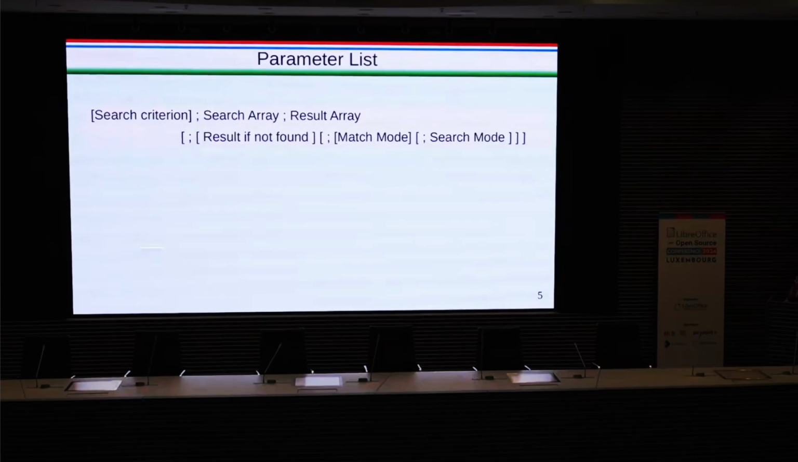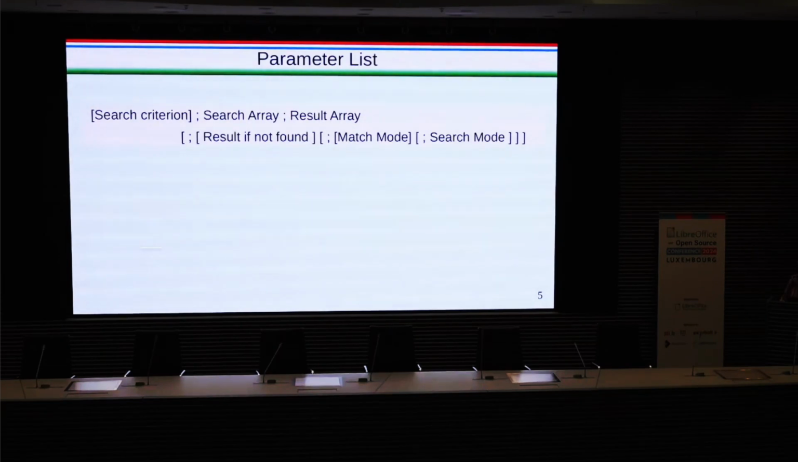So let's have a deeper look at the parameter list. The parameter can have a square bracket. That means that the parameter is optional. This is very tricky to specify because each of the parameters, result if not found, match mode and search mode, is individually optional. The first proposal we got has it wrong, and we have to look at how to get it right. If you omit a parameter in between, you still have to write the semicolon.